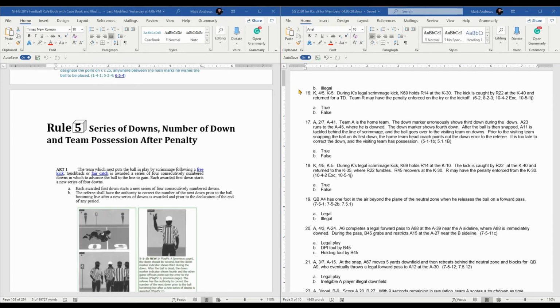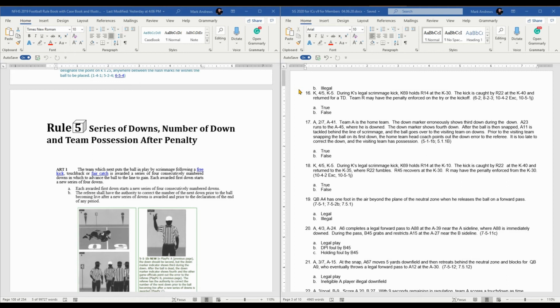Okay, question number 17. A, 2nd and 7 at the A41. Team A is the home team. The down marker erroneously shows 3rd down during the down. A23 runs to the A45 where he is downed. The down marker now shows 4th down. After the ball is then snapped, A11 is tackled behind the line of scrimmage and the ball goes over to the visiting team on downs.